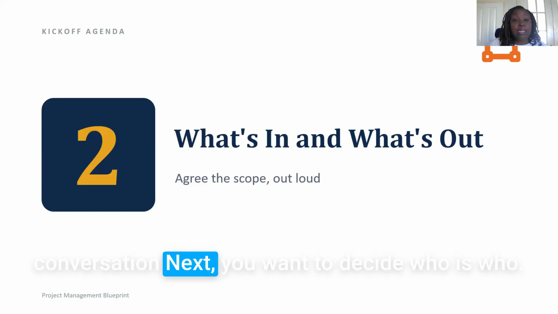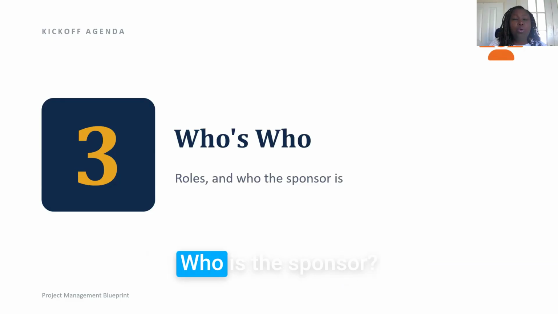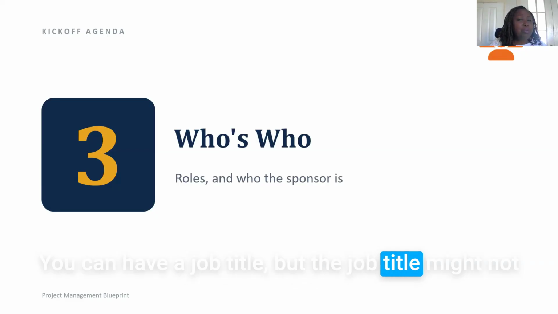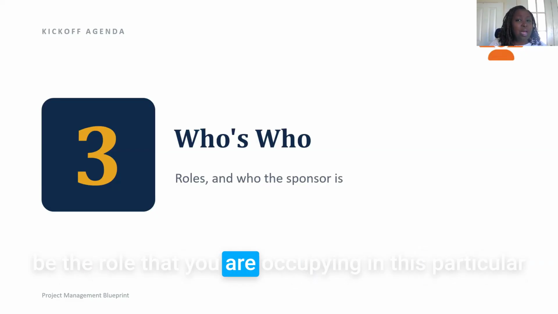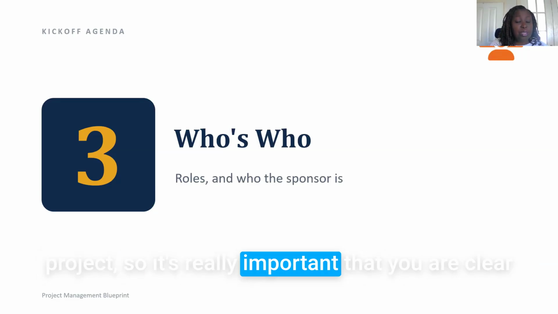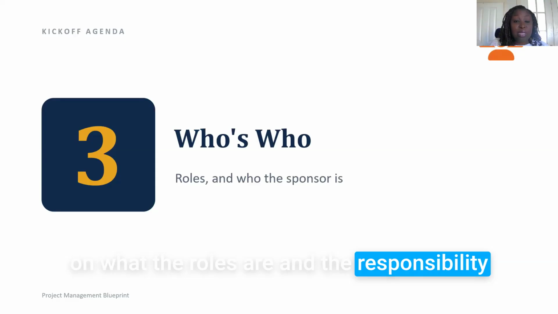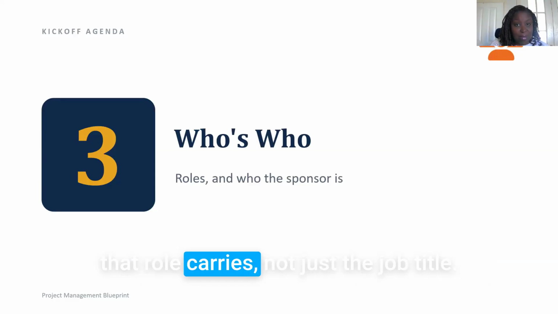Next, you want to decide who is who: what roles are there, who is the sponsor, what are the roles, what are the responsibilities. You can have a job title, but the job title might not be the role that you are occupying in this particular project. So it's really important that you are clear on what the roles are and the responsibility that role carries, not just the job title.